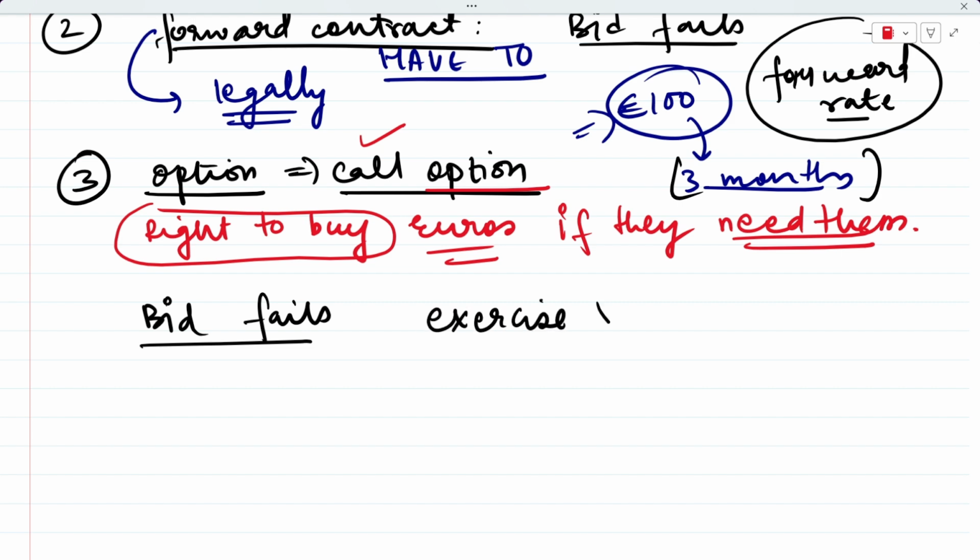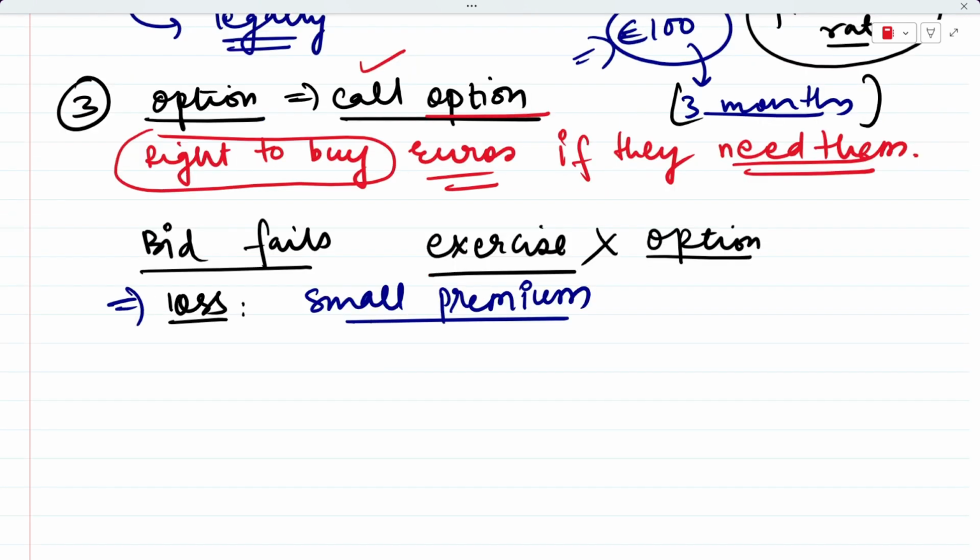I will not exercise my option. I have that right. I can choose whether I want to exercise my option or not. And in this case, I'm not going to exercise my option. The only loss in this case I will have is that I will lose the small premium amount that I had paid upfront. So the only loss in this case is the money that I had paid as premium.